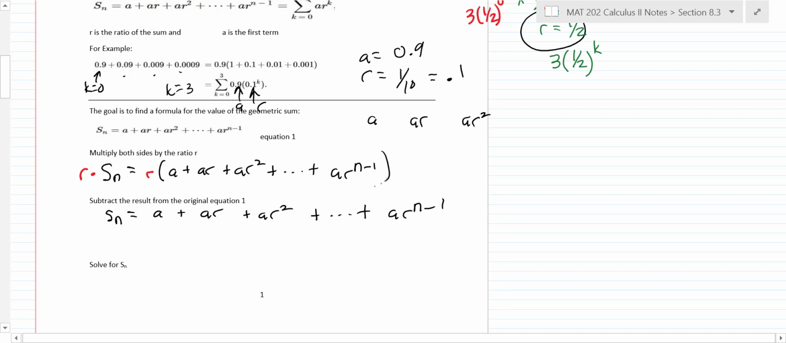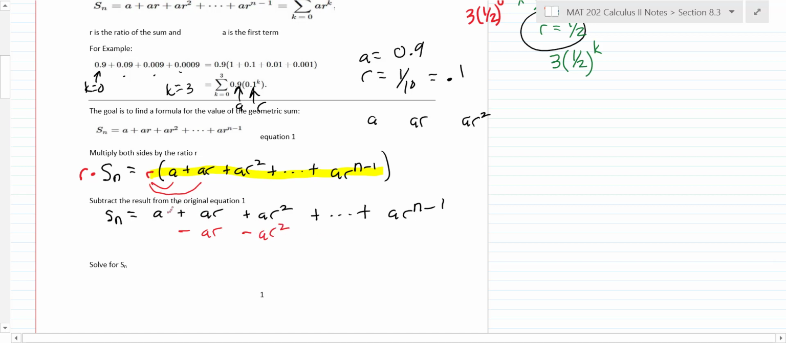Then what I'm going to do is write this second part underneath this. Let me highlight this and show you what I'm doing. I'm going to multiply that out, that R through everything, then I'm just going to basically subtract these terms. So I'm going to take that first term, which would be AR, and subtract it. That second term is going to be minus AR squared.